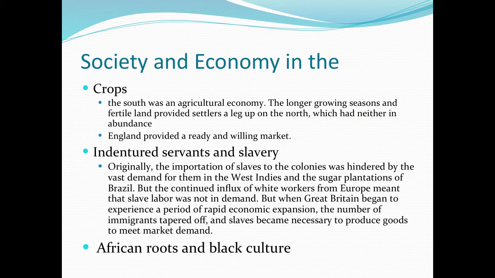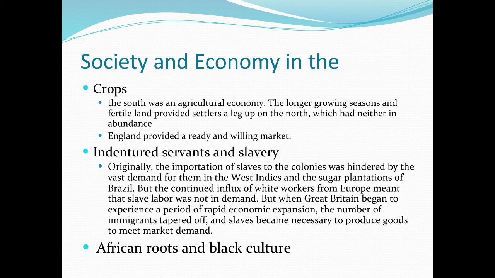Society and the economy, it should say in the southern colonies. I guess I didn't edit that properly. But what you need to know is that we're going to talk about the southern colonies first. And in the next presentation, we'll talk about the New England colonies and the middle colonies as well.